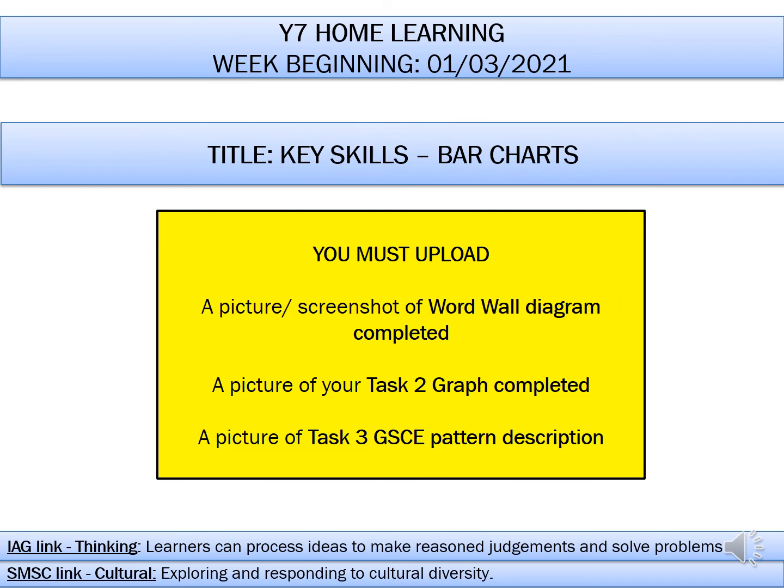Well done on getting to the last part of our lesson. For today, you must upload a picture or a screenshot of the word wall diagram completed, a picture of your task 2 graph completed, and a picture of task 3 GCSE pattern description. Make sure you upload all these 3 tasks so you can show your teacher that you understood how bar charts work. Have a good day.